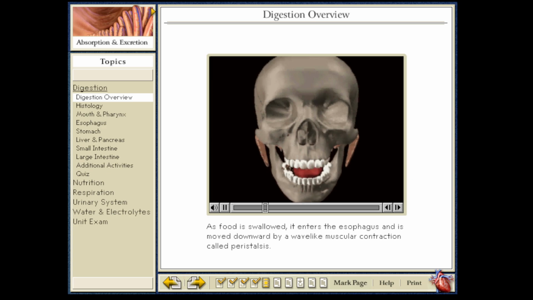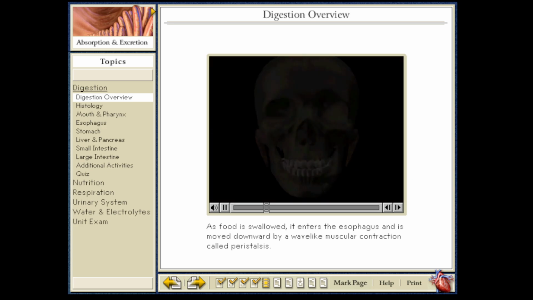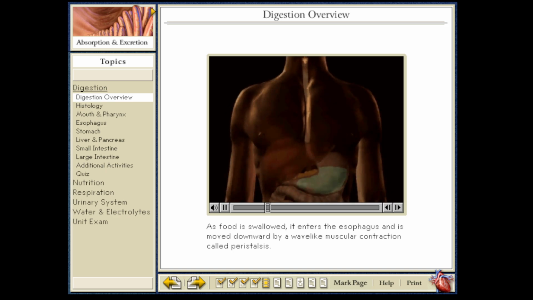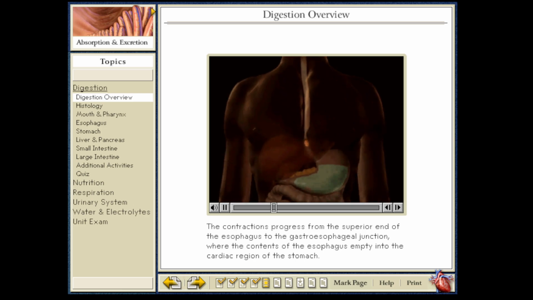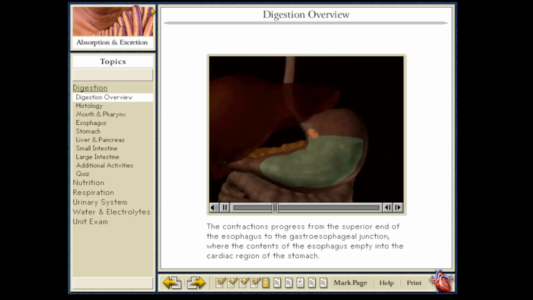As food is swallowed, it enters the esophagus and is moved downward by a wave-like muscular contraction called peristalsis. The contractions progress from the superior end of the esophagus to the gastroesophageal junction, where the contents of the esophagus empty into the cardiac region of the stomach.